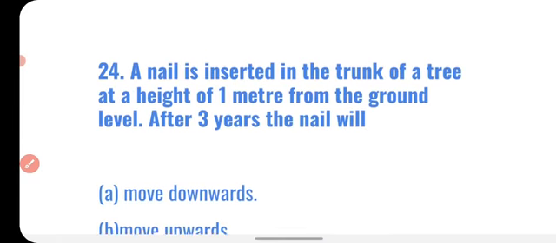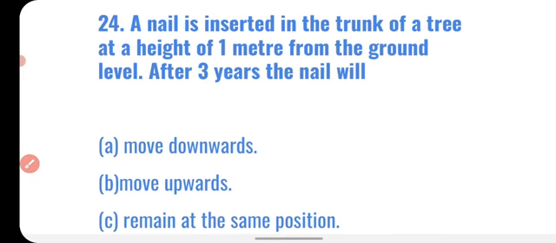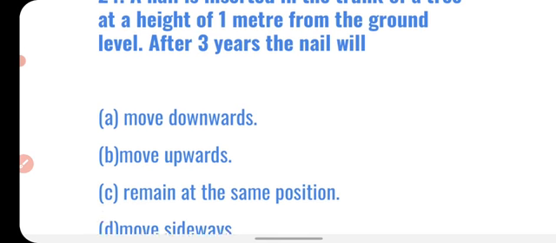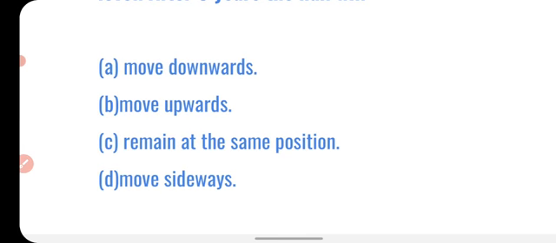Next question is, a nail is inserted in the trunk of a tree at a height of 1 meter from the ground level. After 3 years, the nail will... So there is a plant, and in the trunk of that plant, a nail is inserted at the height of 1 meter. After 3 years, the nail will move downward, move upward, remain at the same position, or move sideways.